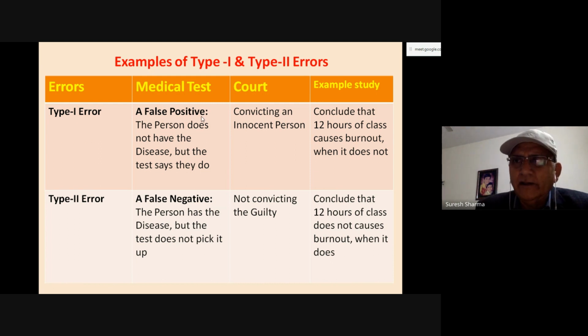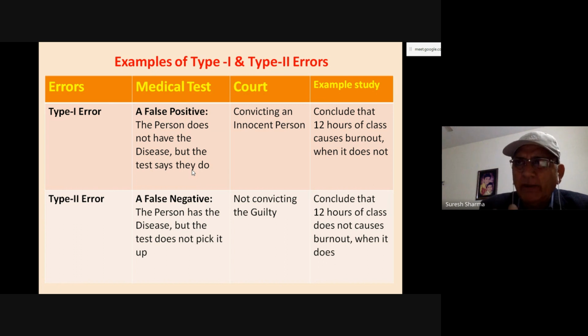Initially, when COVID-19 appeared in 2019, 2020, in the beginning of 2020, people were not aware of any kind of testing procedure, and there were many false positive cases. What is a false positive? The person does not have the disease, but the test says they do. The test says that the person has a disease, but actually they do not. Then the person will be put into the hospital where there are other COVID patients. So that is the result of a false positive.